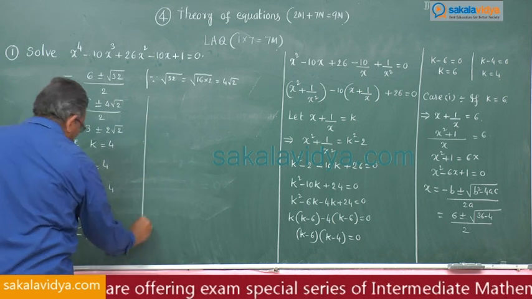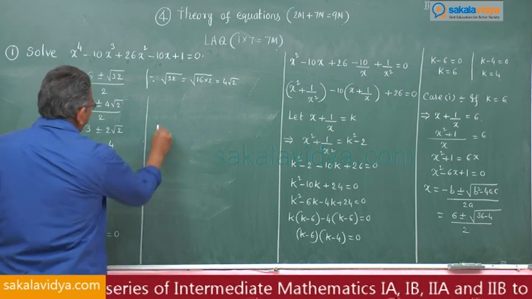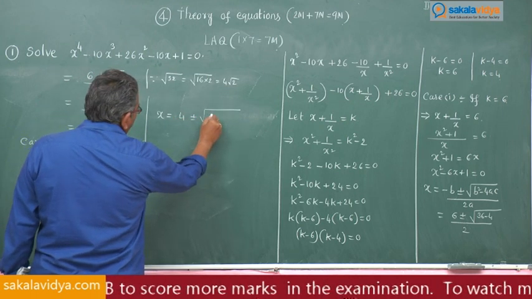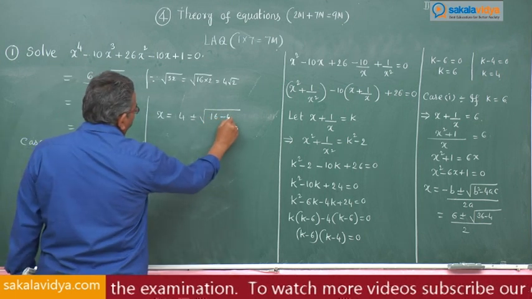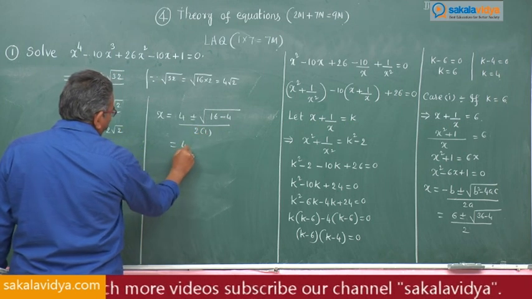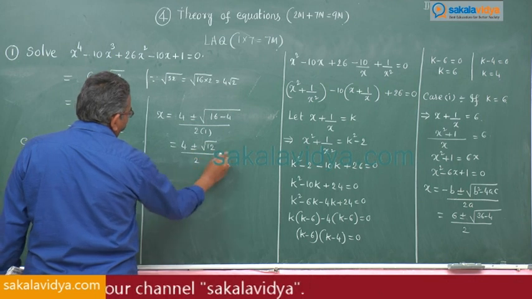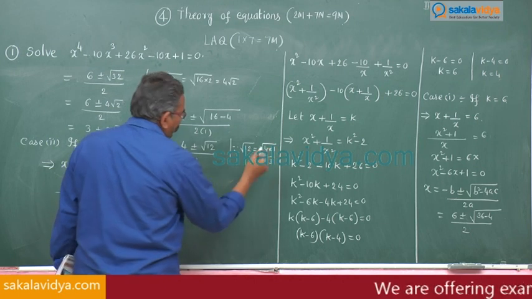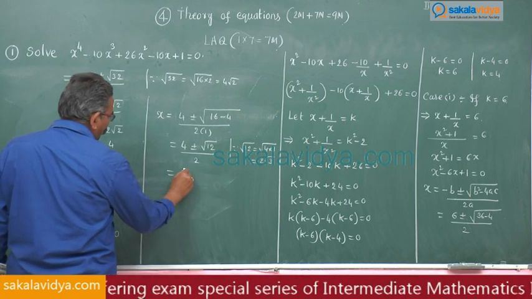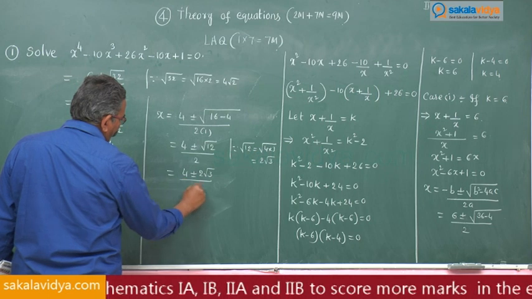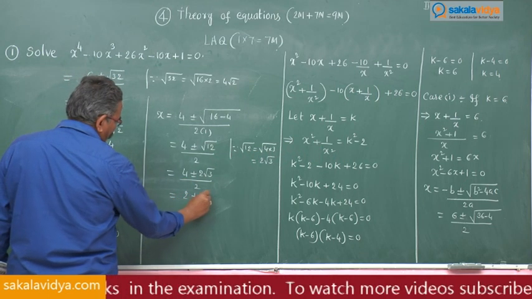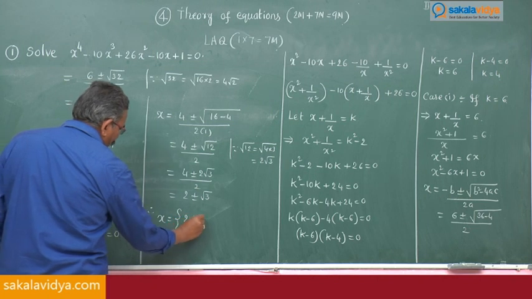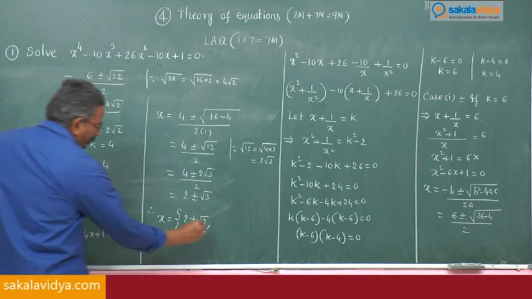Now, here using the same formula, x is equal to 4 plus or minus root of 16 minus 4 by 2 into 1, that is 4 plus or minus root 12 by 2. What is root 12? Root 4 into 3, that is 2 root 3. So this is equal to 4 plus or minus 2 root 3 by 2. Take 2 common and it gets cancelled: 2 plus or minus root 3. Therefore, x is equal to 2 plus or minus root 3, 3 plus or minus 2 root 2.